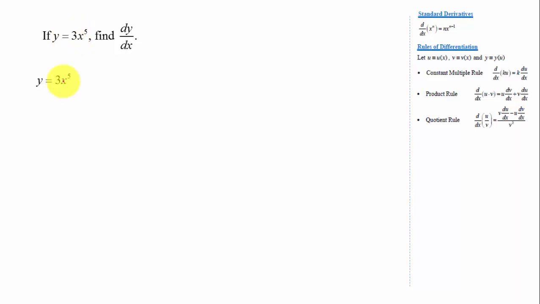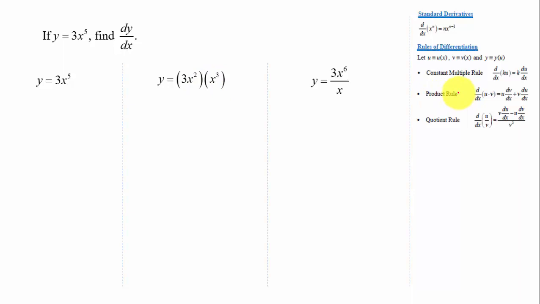One of the ways is to see y as 3x to the power of 5 and apply the differentiation formula directly. Another way is to rewrite y as 3x squared times x cubed. This is equivalent to 3x to the power of 5. We are not changing the question. And the purpose of doing so is for us to see how we can apply the product rule.